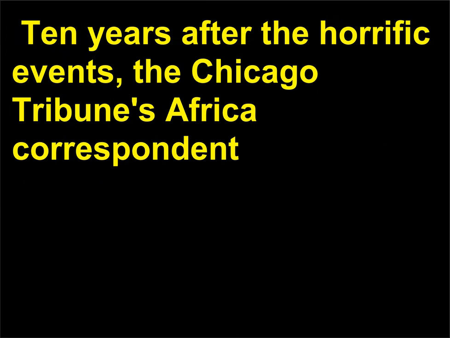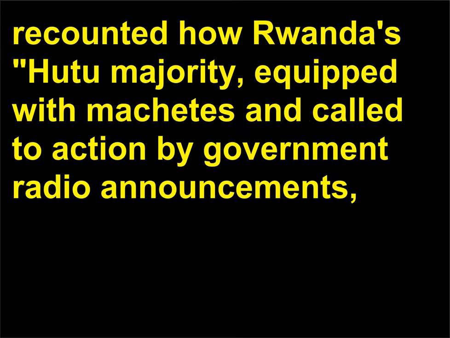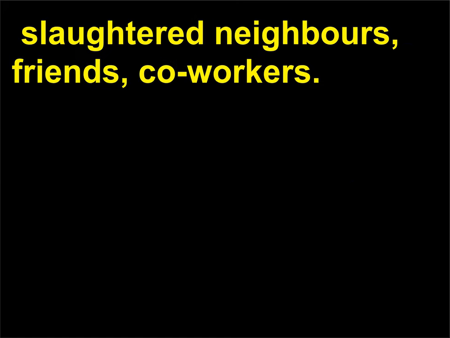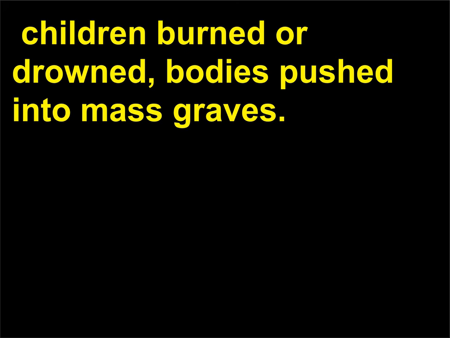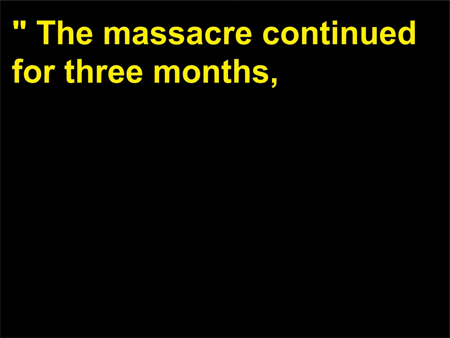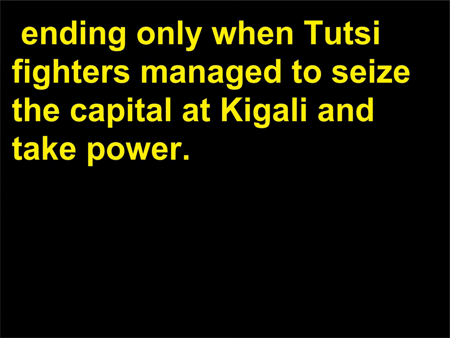Ten years after the horrific events, the Chicago Tribune's Africa correspondent recounted how Rwanda's Hutu majority, equipped with machetes and called to action by government radio announcements, slaughtered neighbors, friends, co-workers. Priests killed parishioners who sought refuge in churches, teachers murdered pupils, hundreds of thousands of women were raped, children burned or drowned, bodies pushed into mass graves. The massacre continued for 3 months, ending only when Tutsi fighters managed to seize the capital at Kigali and take power.